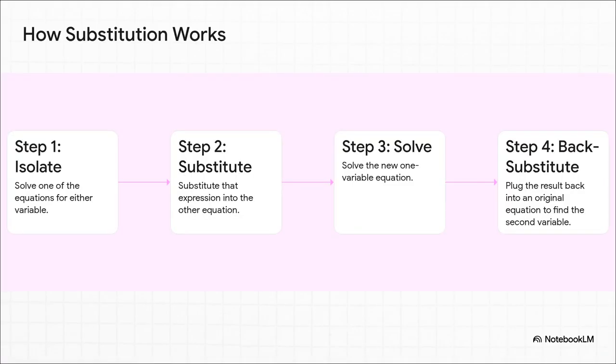First, you get one variable all by itself in one equation. Then, you take that expression, whatever it is, and you plug it in, you substitute it into the other equation. And just like that, you've created a brand new equation with only one variable, which is way easier to solve. Once you have that first answer, you just plug it back into one of the original equations to find the second. It's a really clean, step-by-step process.